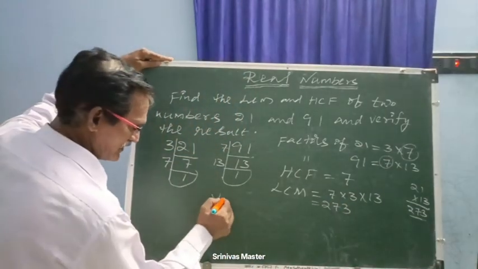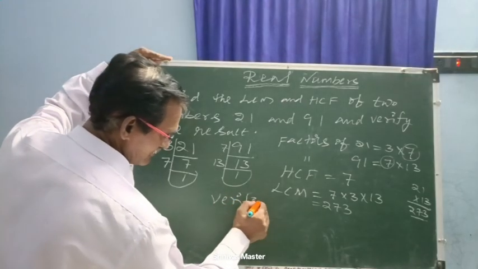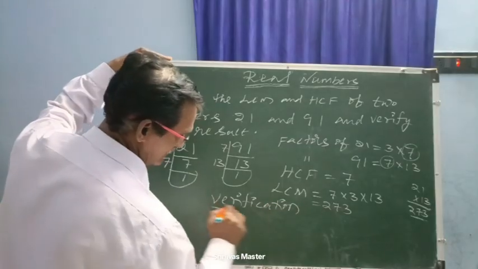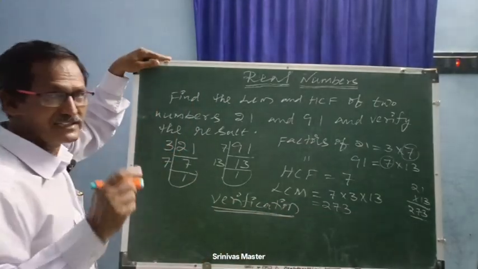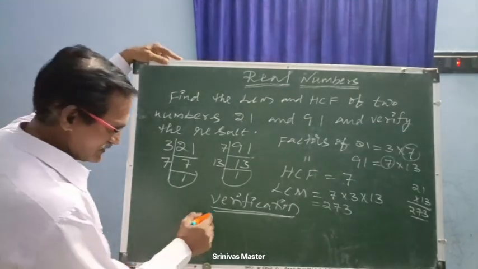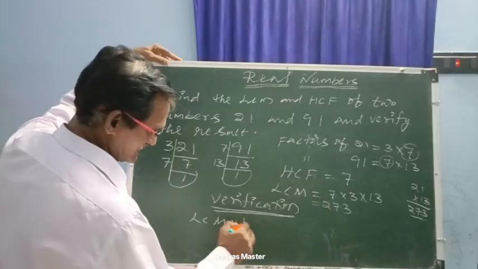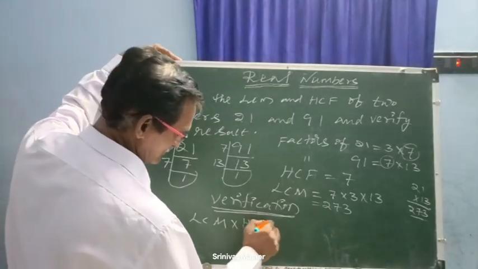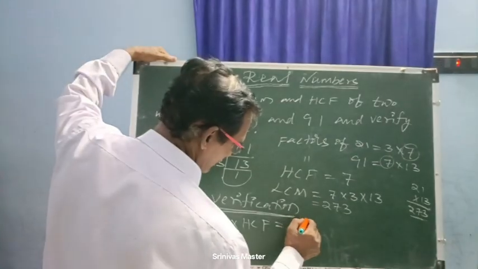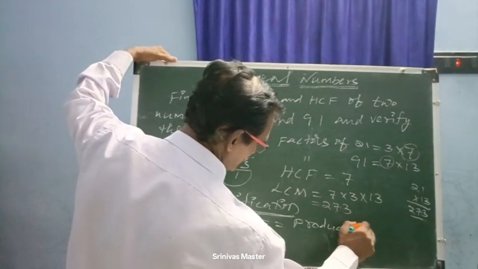Now we have to do the verification of these numbers. When you are doing the verification, children, only one concept will be there with respect to LCM and HCF. That concept is: LCM into HCF is equal to the product of the given two numbers.